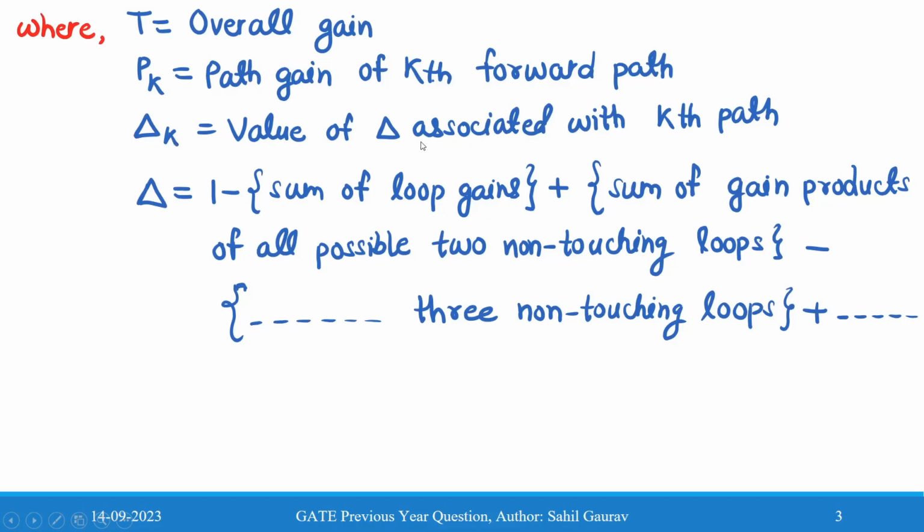the kth forward path, and Delta is 1 minus the sum of loop gains, plus the sum of gain products of all possible two non-touching loops, minus the sum of gain products of all possible three non-touching loops, plus and so on. So minus and plus terms will come in sequence. So remember this also.